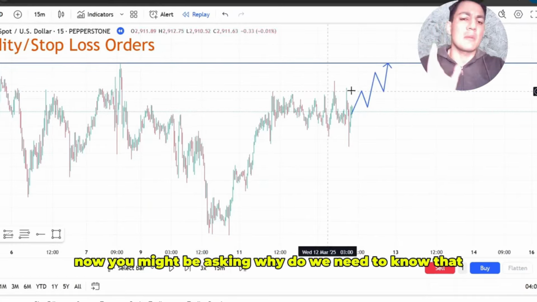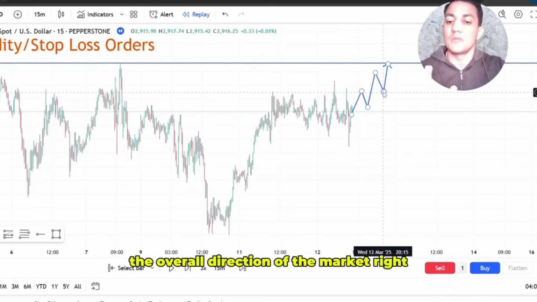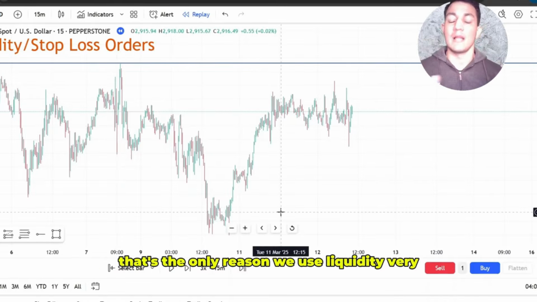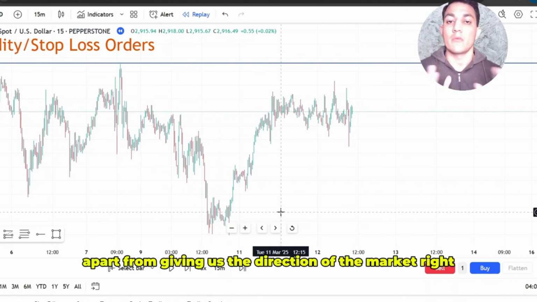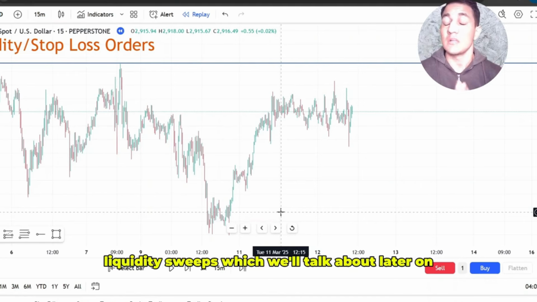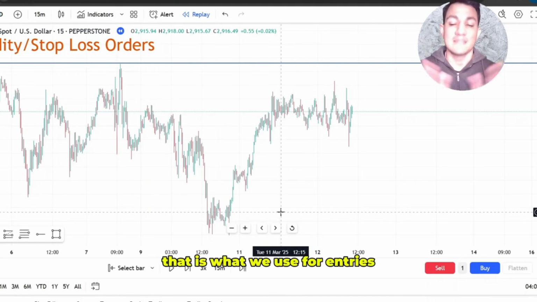Now, you might be asking, why do we need to know that? Because that gives us the overall direction of the market. That's the only reason we use liquidity. Very, very important you understand that. We don't use liquidity for anything else apart from giving us the direction of the market. Liquidity is not for your entries. Liquidity sweeps, which we'll talk about later on, are what you use for your entries.